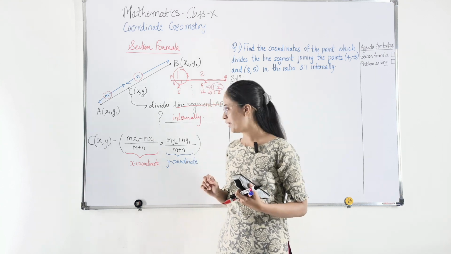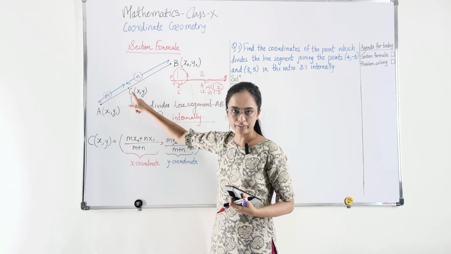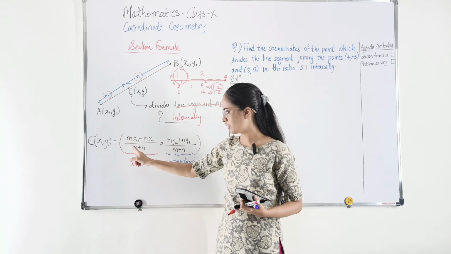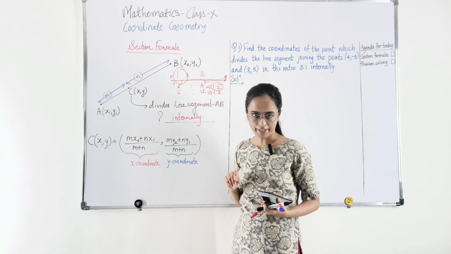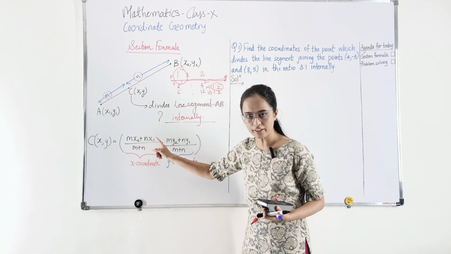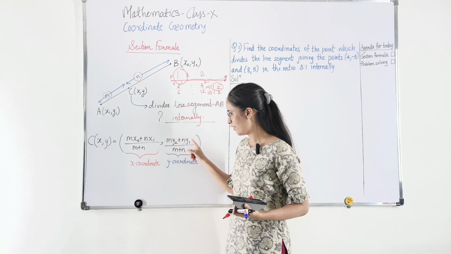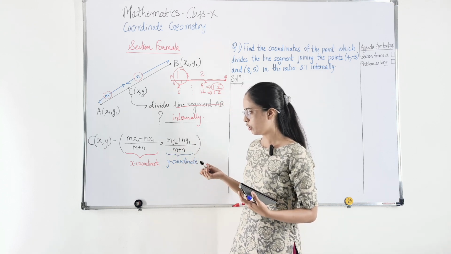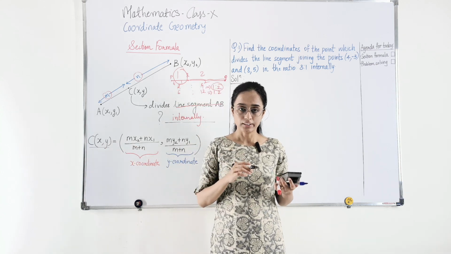So the section formula is read as follows. If you want to get the coordinates for this point which divides the line segment into two parts, then the coordinates x and y of C are (mx2 plus nx1) upon (m plus n), and (my2 plus ny1) upon (m plus n). Now students, I want you to closely observe. We are getting the coordinates for the point C.